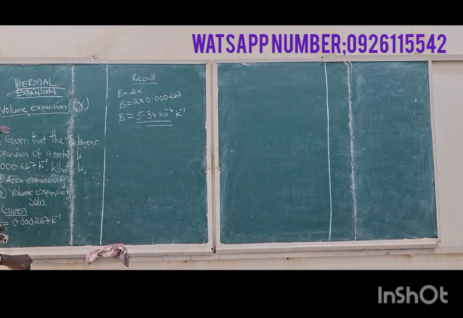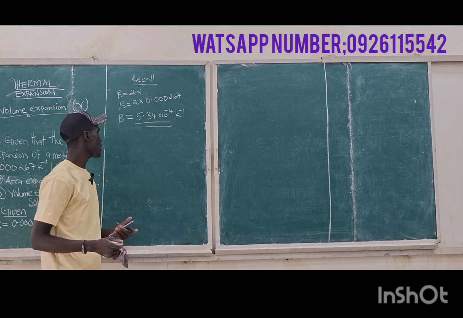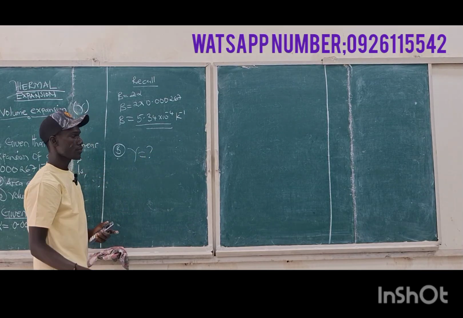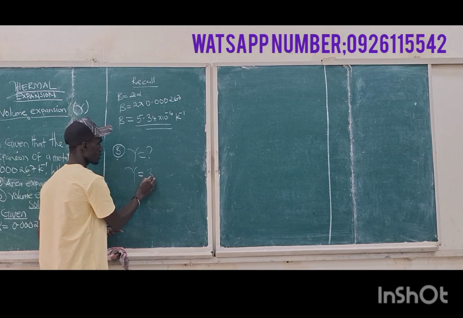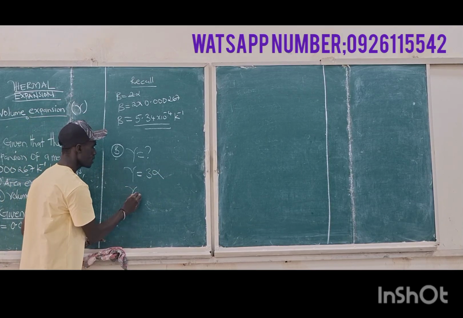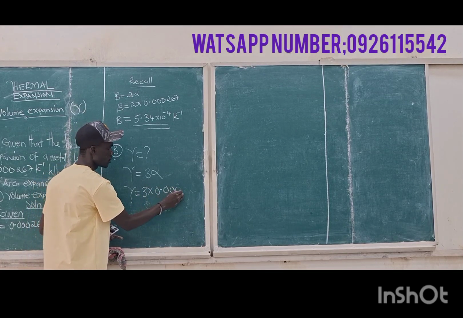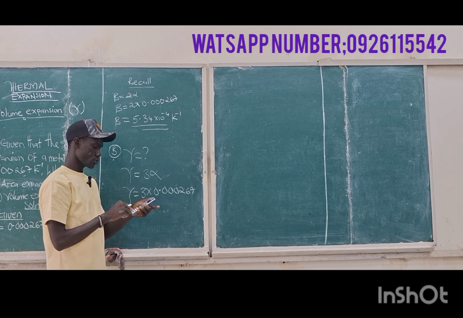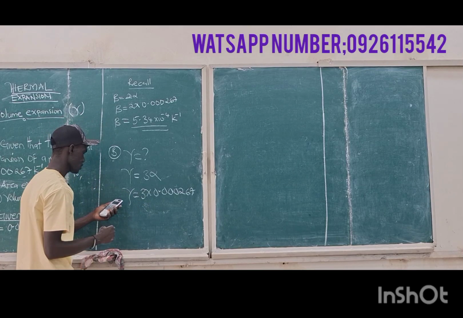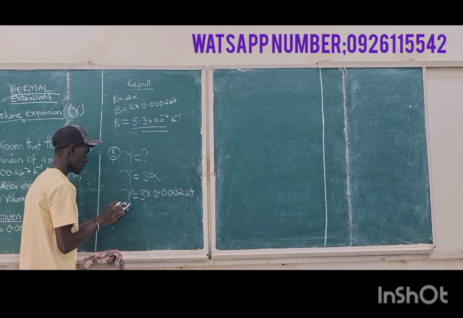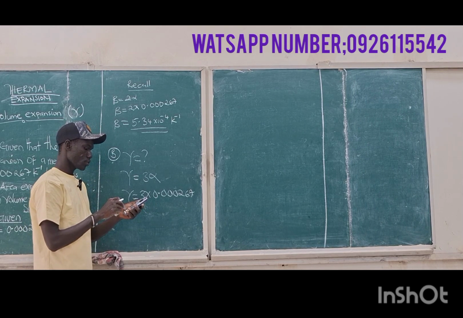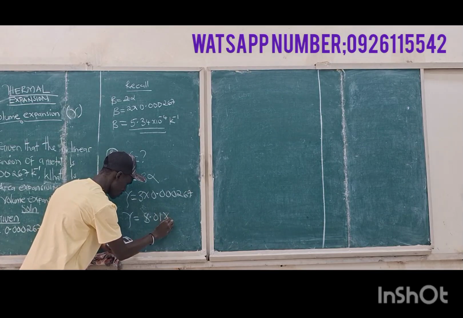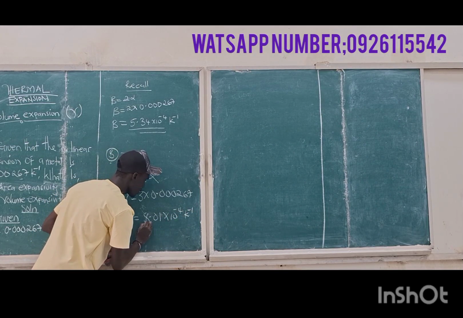Part B, what is volume expansivity? We are also looking at how volume expansivity is related to linear expansivity. Part B, we are asked to find volume expansivity, which is gamma, and gamma is related to linear expansivity by 3 times alpha. Here we are going to say gamma is equal to 3 times 0.0000267. We are going to get 8.01 times 10 raised to power negative 5 per Kelvin.